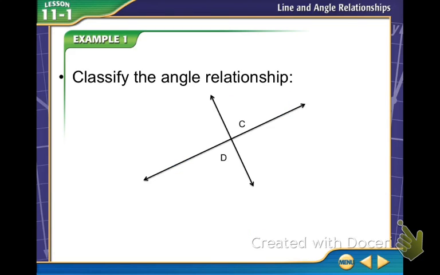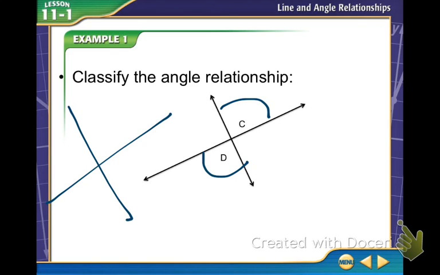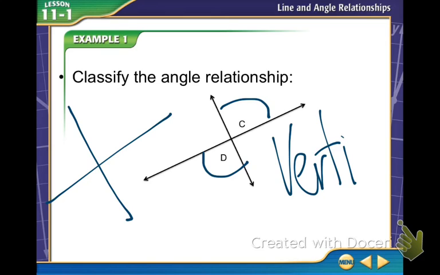Also on your handout, classify the relationship between angle C and angle D. Well, they are across from each other, made because of two intersecting lines. And they are actually going to be congruent, which means they're of equal degree. So vertical angles are opposite, and they are congruent. And it's kind of like they make a V and an A.